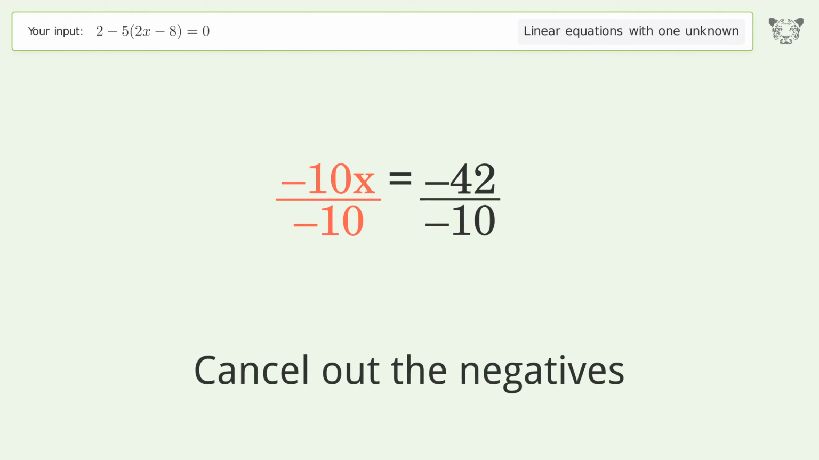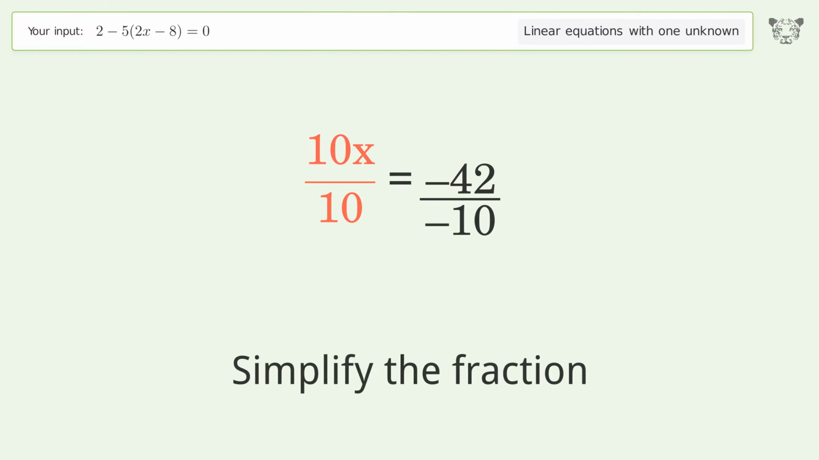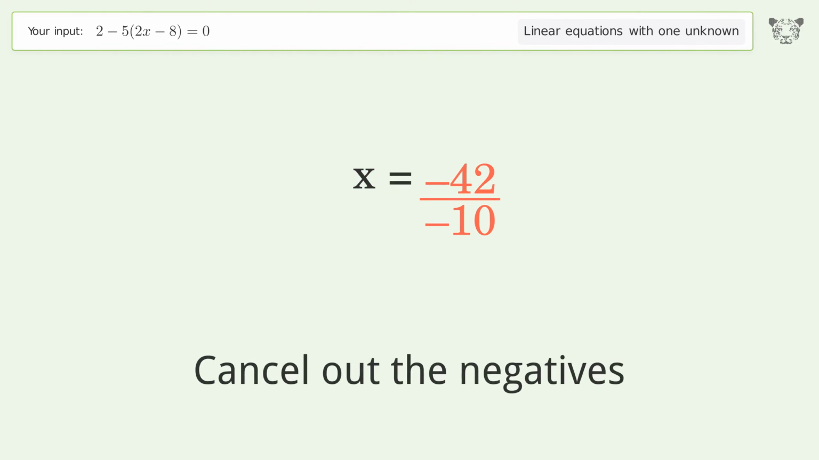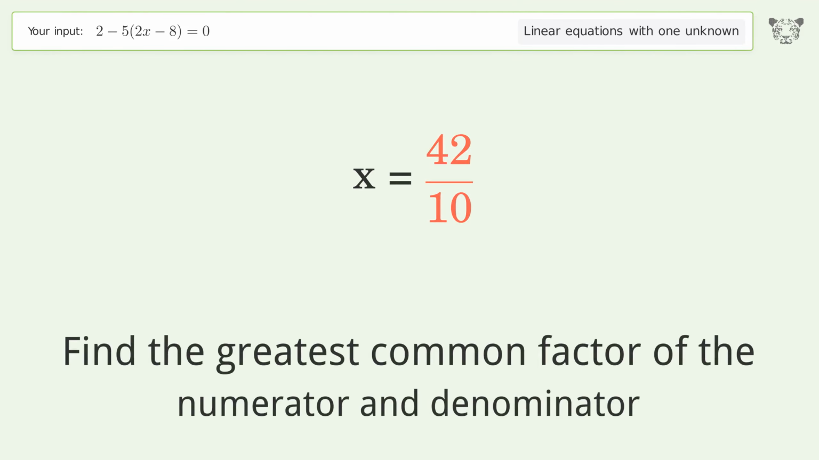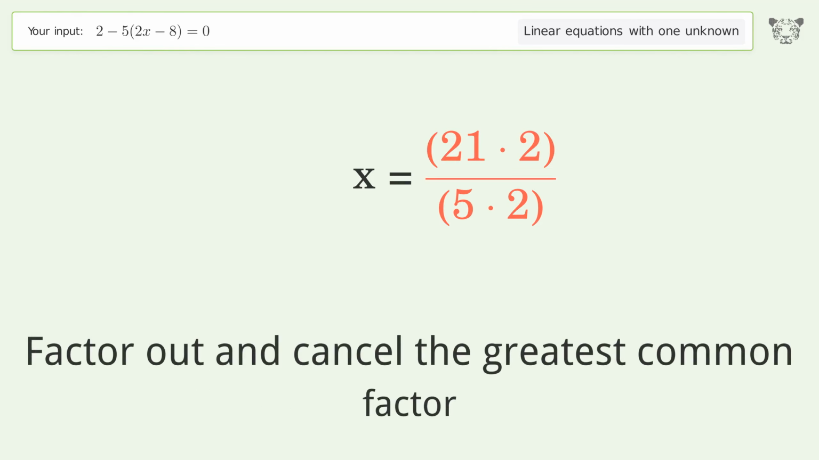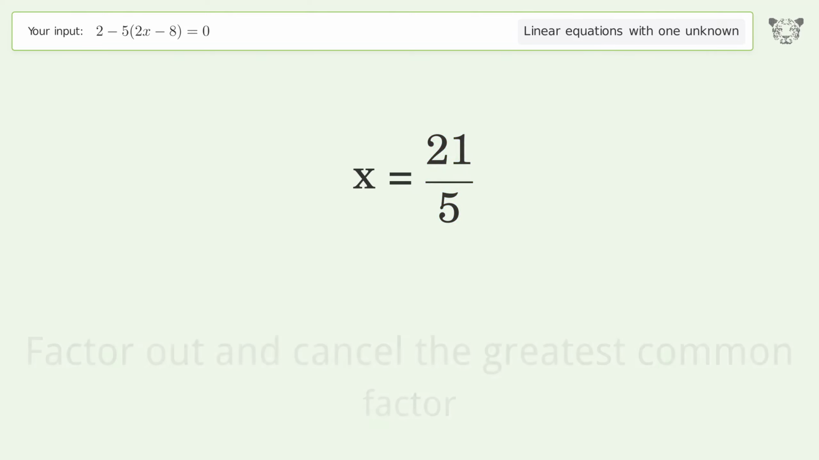Cancel out the negatives. Simplify the fraction. Cancel out the negatives. Find the greatest common factor of the numerator and denominator. Factor out and cancel the greatest common factor. And so the final result is x equals 21 over 5.